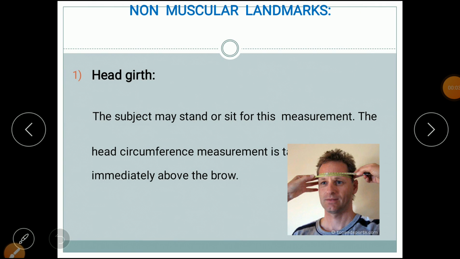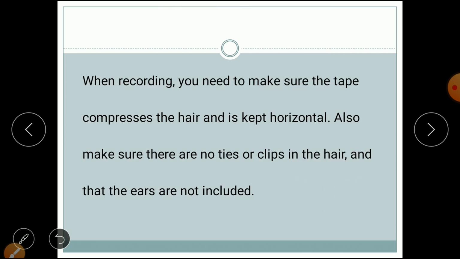Okay, now in this video we are continuing with the non-muscular landmarks girth measurement, that is our part 2. So first is head girth. It is very easy. Ask the subject to either sit or stand and then measure the head circumference above the eyebrows. So this is about the head girth.